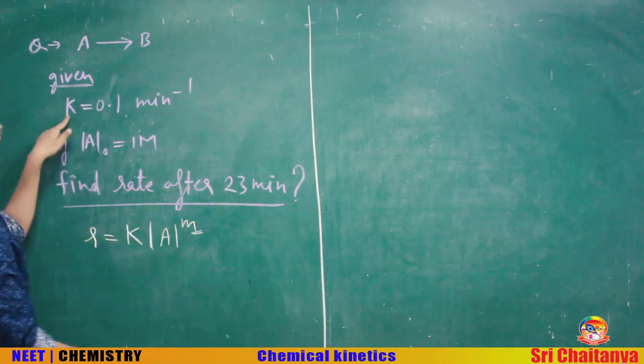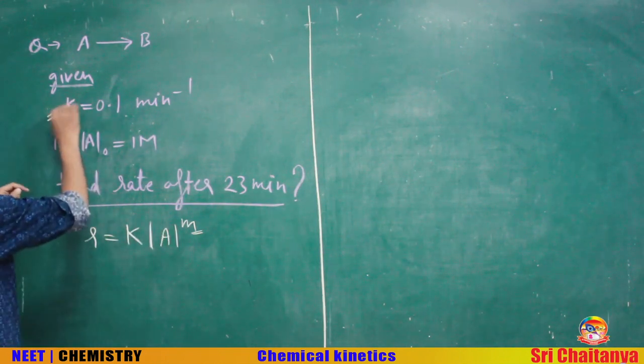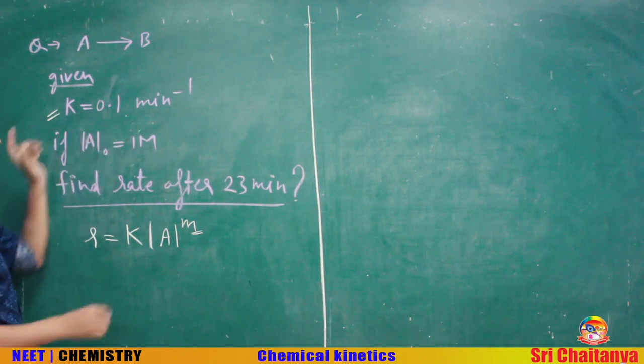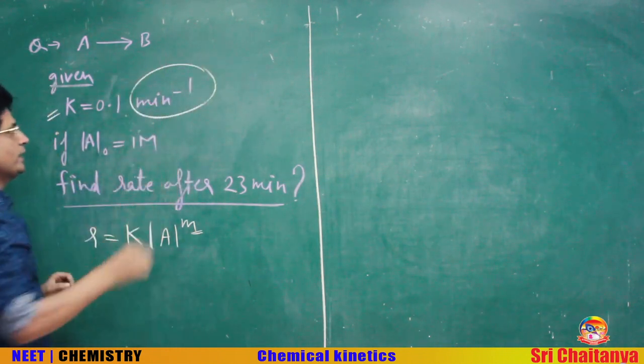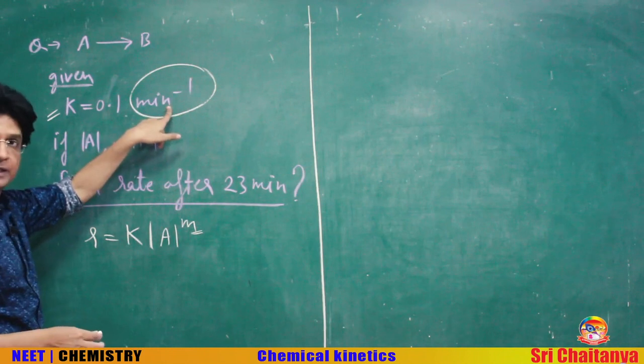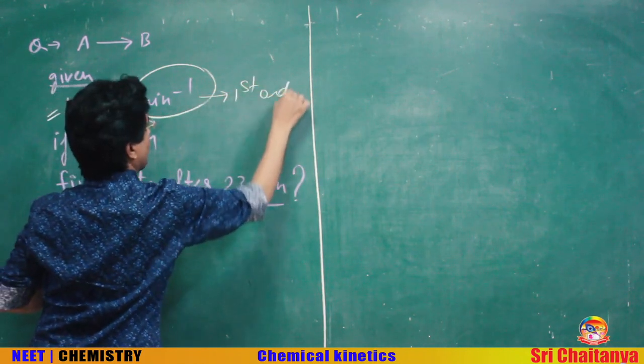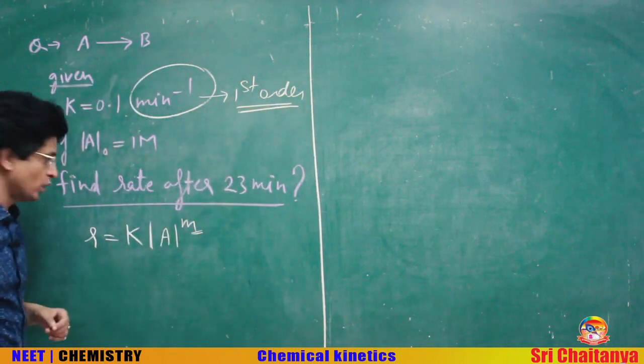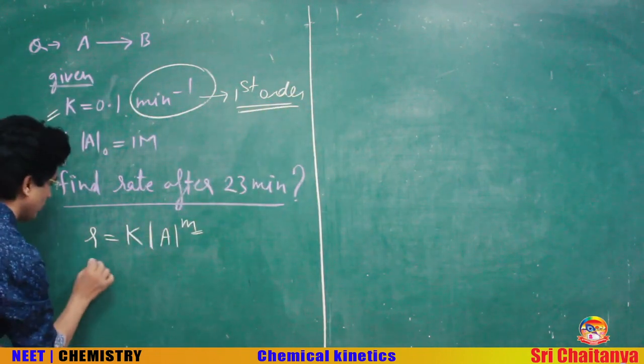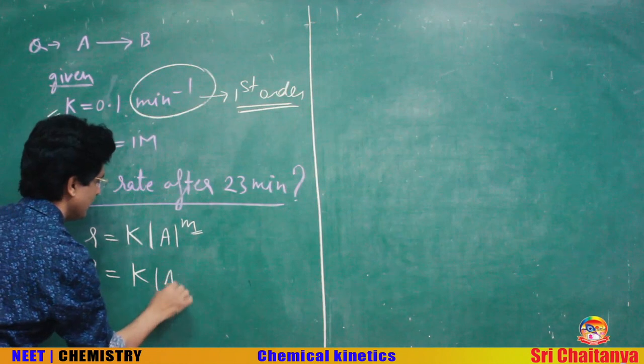Okay, so if I look at the units of K, I told you that please keep on having a watch on the unit of K. Unit of K is what? Per unit time, or per minute, per second. This is for first order reaction. Remember that. So our half of the problem is already solved. This is the first order reaction. So rate law will be R equals K A.